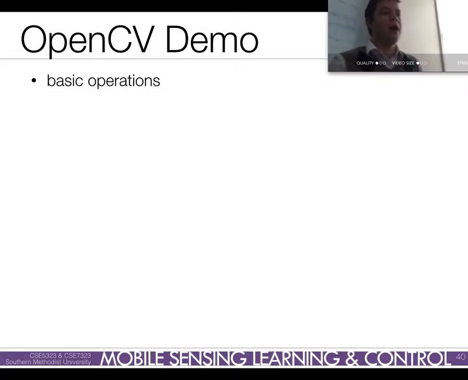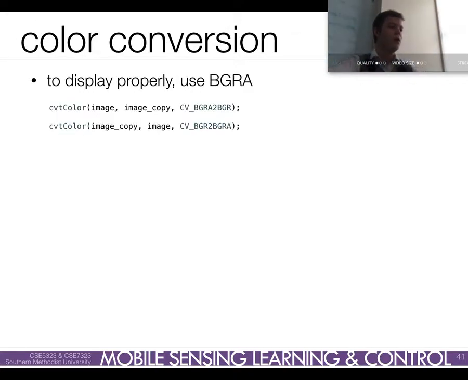All right, so that was the basic operations OpenCV demo. How are we doing? 406. We are awesome. Okay, color conversion. To display properly, we wanted to use BGRA, right? So this is BGRA to BGR, BGR to BGRA. Pretty simple. I'm just taking and adding the alpha channel.